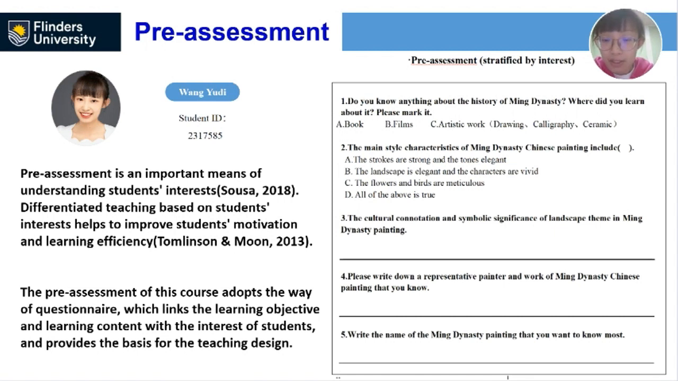Among these questions, the second question is to know how many students are interested in art, and the third question is to know how many students are interested in traditional Chinese culture.